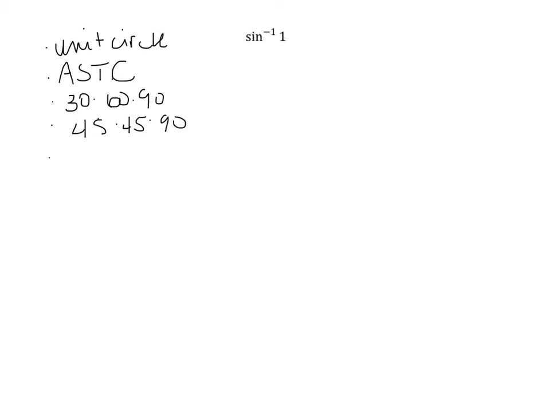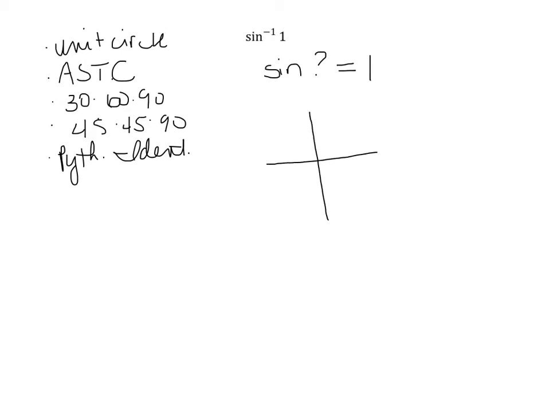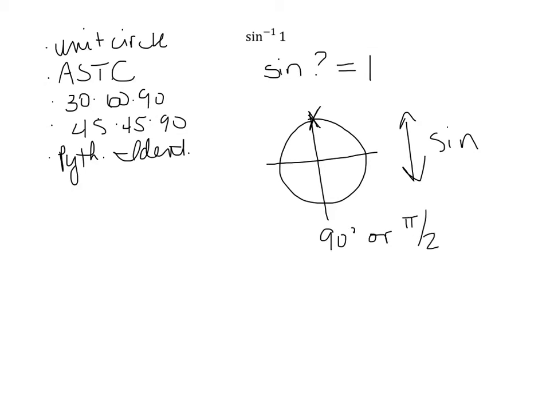Finally, you would need to remember your Pythagorean identities. So, the inverse sine of 1. That means that I'm looking for the sine of what number is going to equal 1. For this, I might reference the unit circle. I remember that sine is the vertical distance. So, where is the vertical distance 1? Well, it's up at the top, which means that we're looking at 90 degrees, or pi over 2 radians.